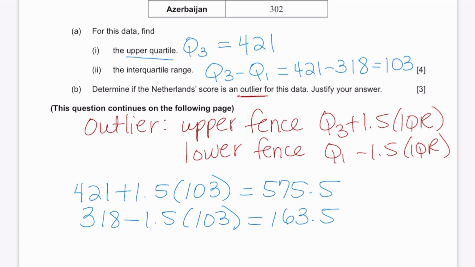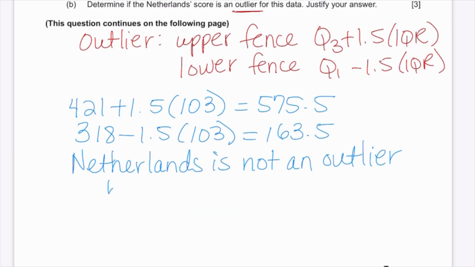So clearly the Netherlands is not an outlier. Make sure that you answer the question. And the reason is because 498 is less than the upper fence of 575.5. What the upper fence means is that it's kind of like your upper boundary, and any value outside of the boundary is going to be an outlier. But in this case, the Netherlands is 498, so that means that it is less than 575.5. Clearly, the Netherlands is not an outlier.